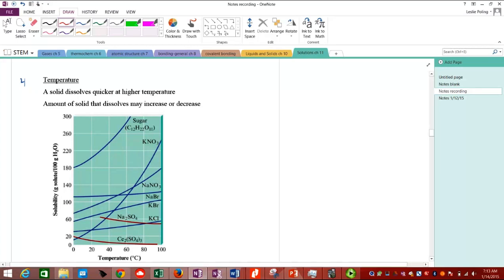A solid dissolves quicker at a higher temperature. But the amount of solid that dissolves doesn't always increase. It does for sugar. You can see sugar's line right there. Higher temperature, more sugar dissolves, and that's something that you're familiar with. So you might think that that is true for all substances, and it's not.